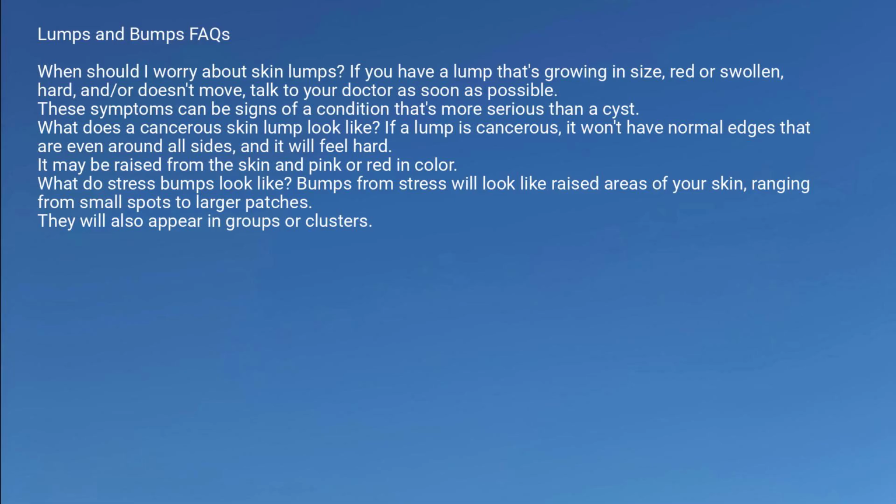What does a cancerous skin lump look like? If a lump is cancerous, it won't have normal edges that are even around all sides, and it will feel hard. It may be raised from the skin and pink or red in color. What do stress bumps look like? Bumps from stress will look like raised areas of your skin, ranging from small spots to larger patches. They will also appear in groups or clusters.